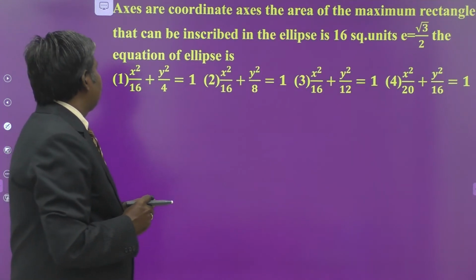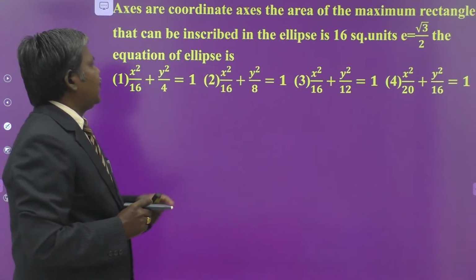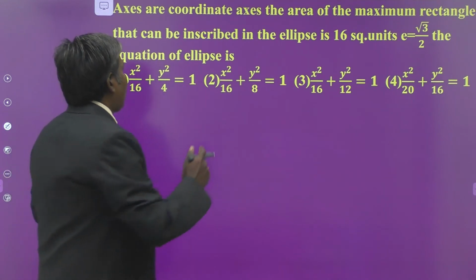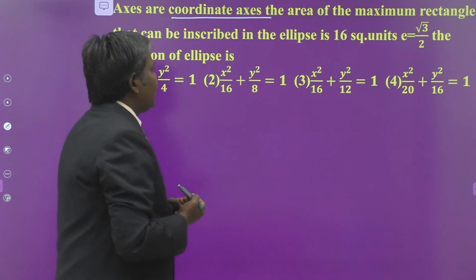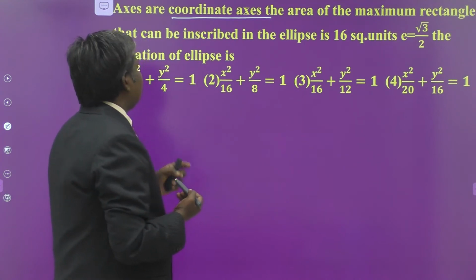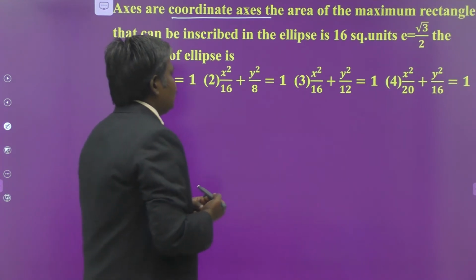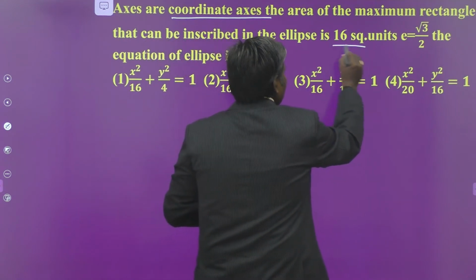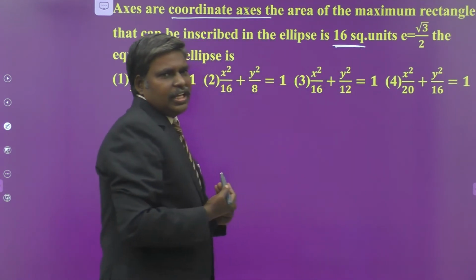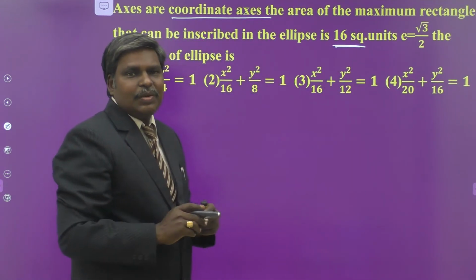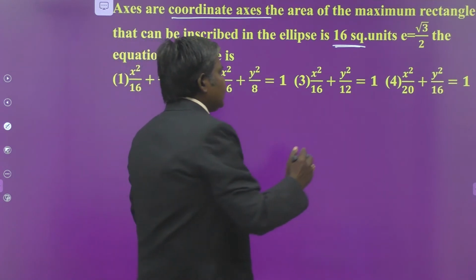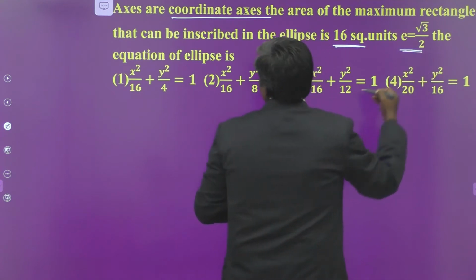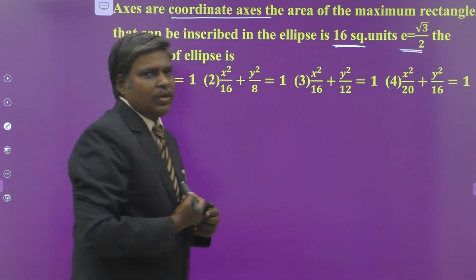See this question. The axes of the ellipse are the coordinate axes. The area of the maximum rectangle that can be inscribed in the ellipse is 16 square units. One rectangle is inscribed in the ellipse, its maximum area is 16 square units, and the eccentricity is root 3 by 2. Then what is the equation of the ellipse?